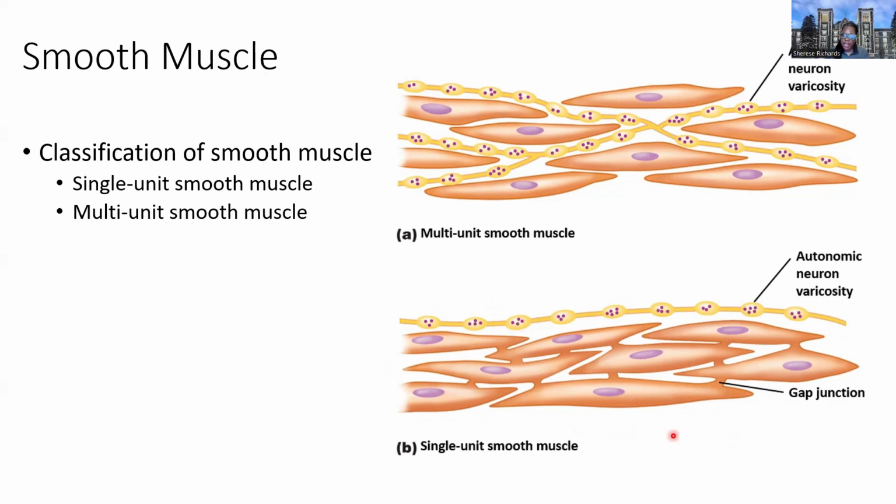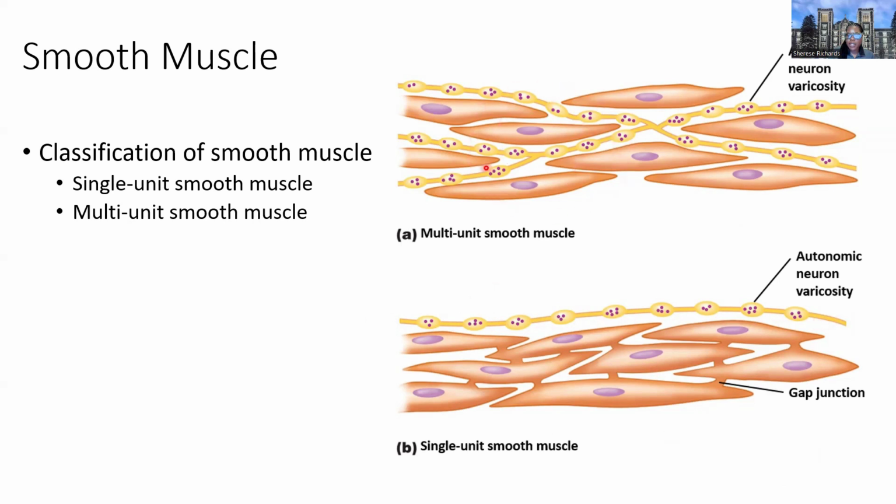They're going to be more synchronized contractions, and we're going to see this in areas of the body where we need to have an all or nothing contraction. So here, there's one autonomic neural end plate or autonomic neuron that is innervating this entire bundle of muscle that's acting as a single unit.